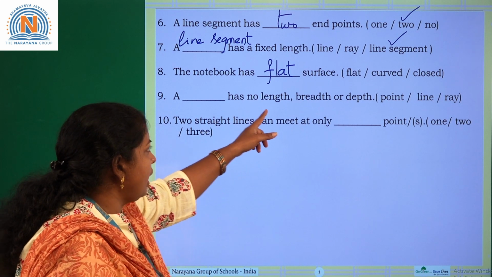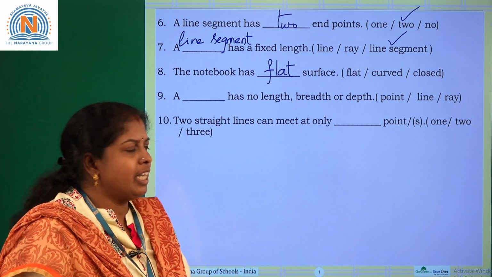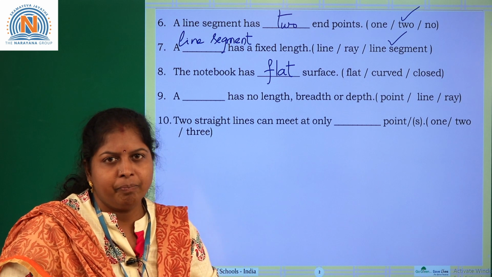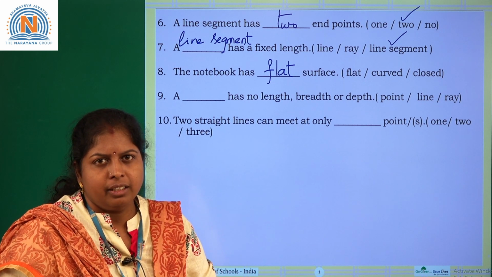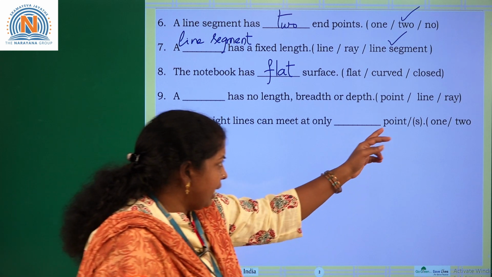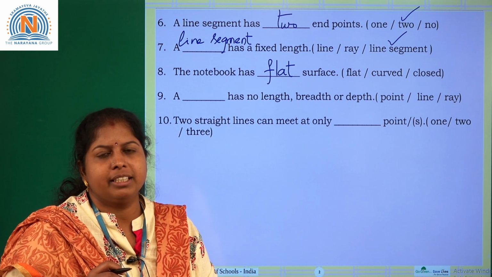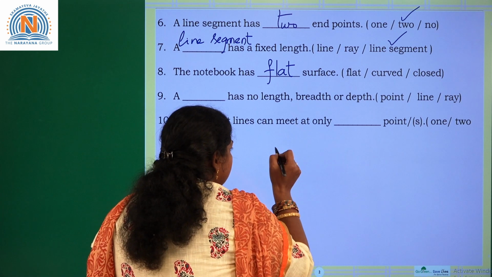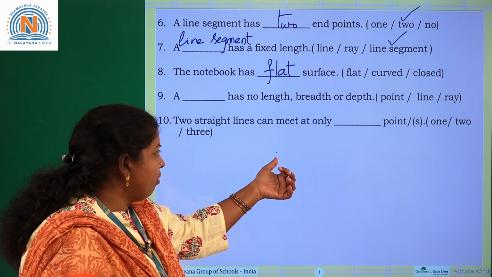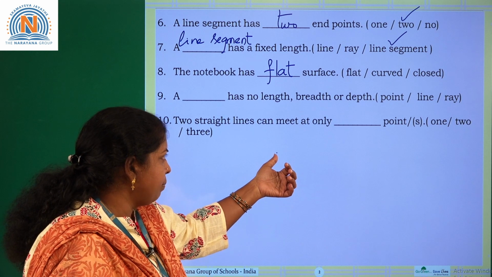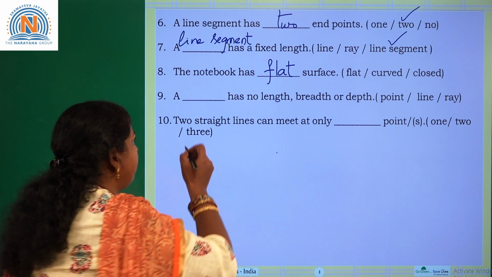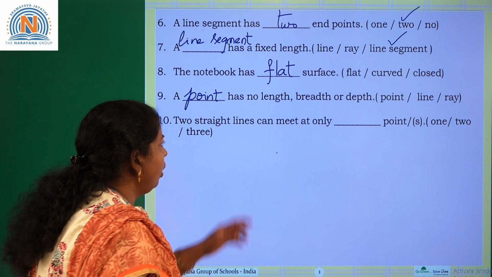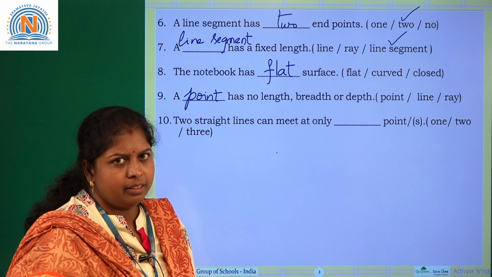A dash has no length, breadth or depth. Which has no length, depth, breadth: point, line or ray? A ray will start from a point and it can be extended, and a line also will start from a point and it is also endless. If you observe a point, it doesn't have length, it is not having any breadth, it is not having any depth. So, a point has no length, breadth or depth.